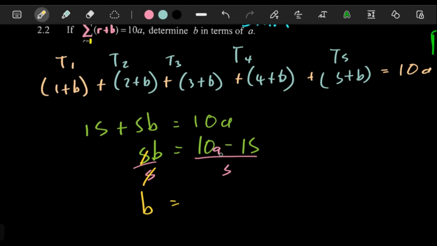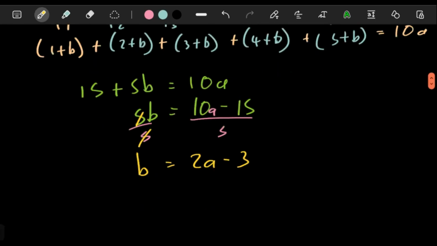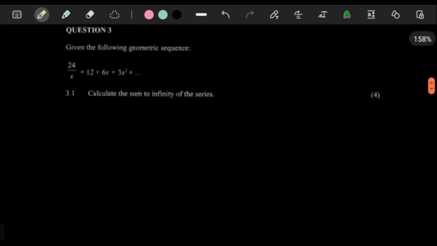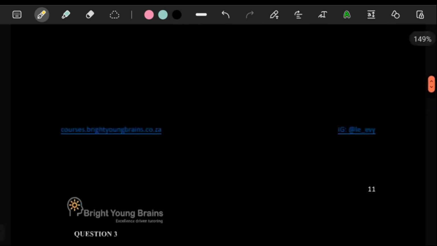Negative 10a over 5 is like what? 2a. And then 15 over 5 is like what? 3. So this is what b is in terms of a. And we can see that was not too crazy. The next one, we can move on to question number 3.